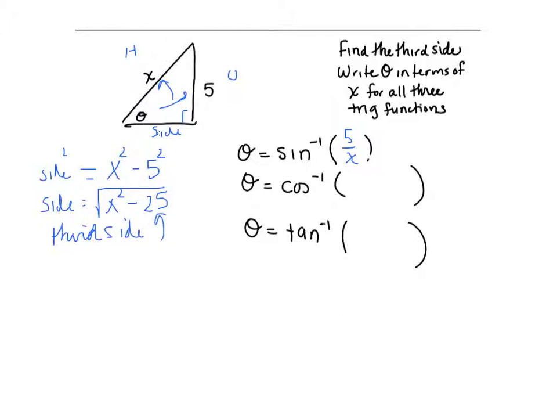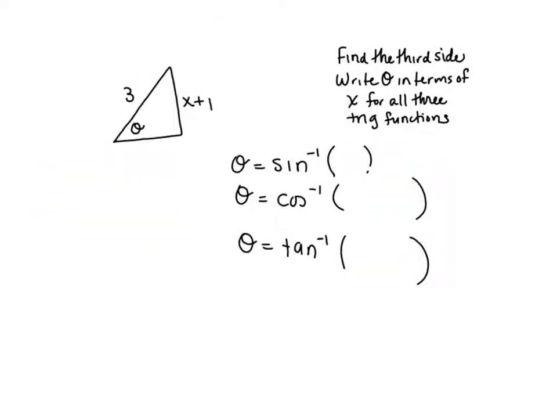All right, so cosine, you remember, is adjacent over hypotenuse. Well, the side adjacent is the square root of x squared minus 25. Leave it, don't try to simplify it, over the hypotenuse, which is x. Tangent is opposite over adjacent, so I would have 5 over this side that I found. I don't know what x is, I don't know what theta is, so I have to leave those as variables in my functions here.